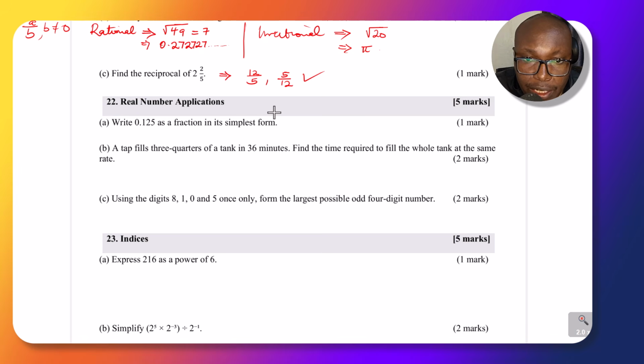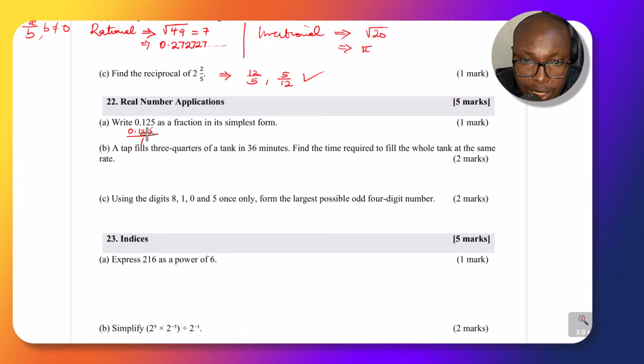Part A: write 0.125 as a fraction in its simplest form. So how do you write 0.125 as a fraction? This is a decimal, and this is how you're supposed to do it. You write it as 0.125 divided by 1, which is the same as 0.125. Then from there, eliminate the decimal places.